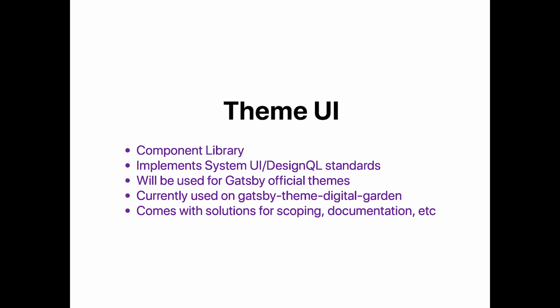Theme UI is a component library that builds on top of the previous two. We're intending to use this as the base for the Gatsby official themes. It's currently used on Gatsby Theme Digital Garden, so if you want to see an example use case of these specs in action, go check that out. And it comes with solutions for scoping and documentation and things like that, right? So I just talked about automatic documentation generation for your themes. There's also the concern of once you get into themes and once you get into shadowing, how do you scope your styles such that when somebody shadows a component, you're not blowing everything else up?